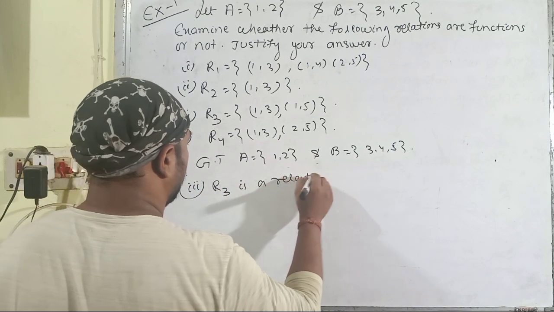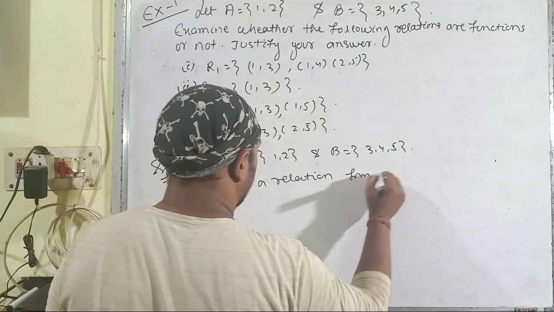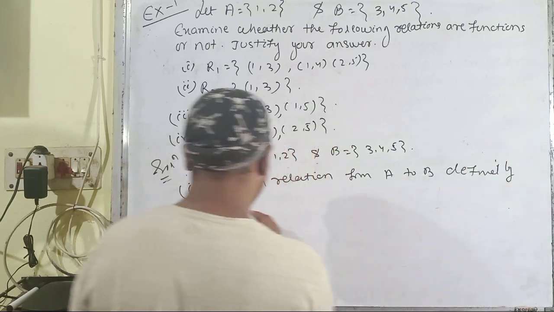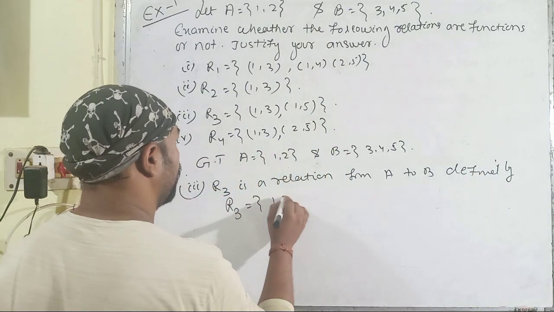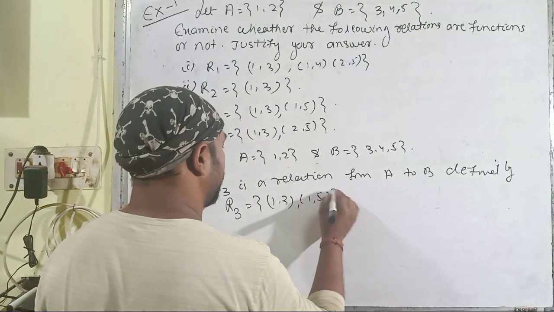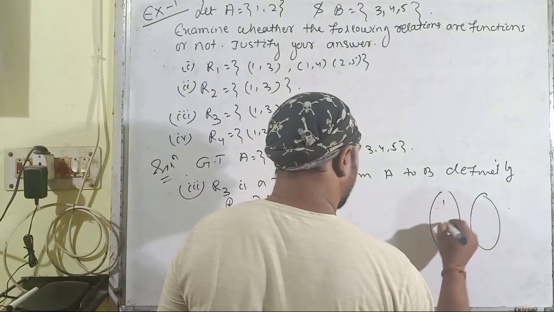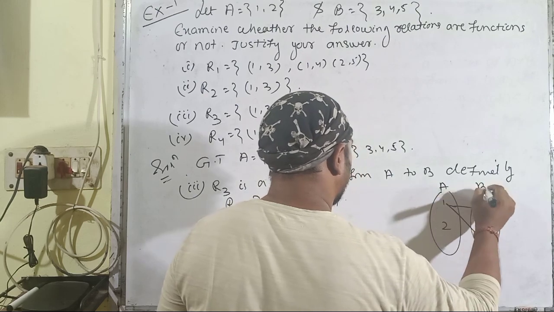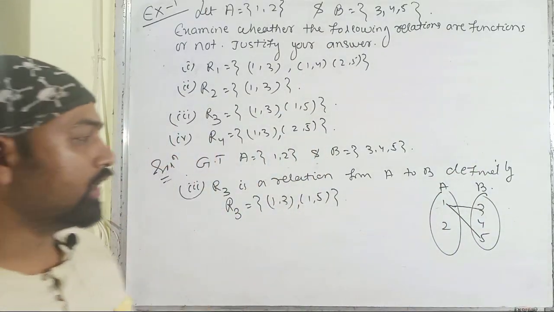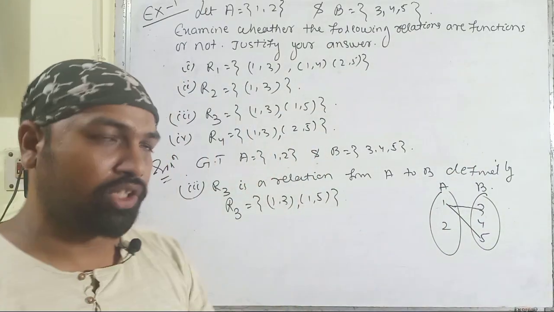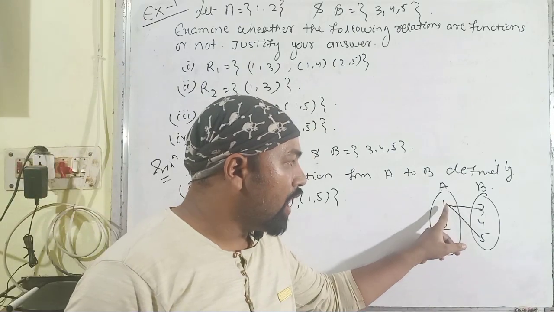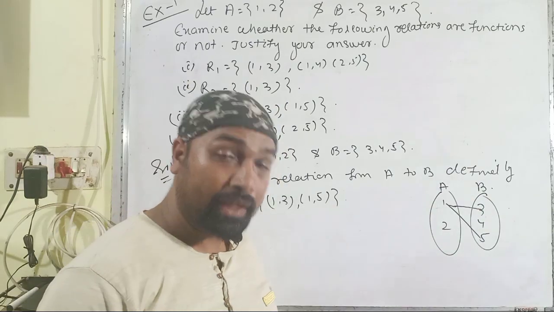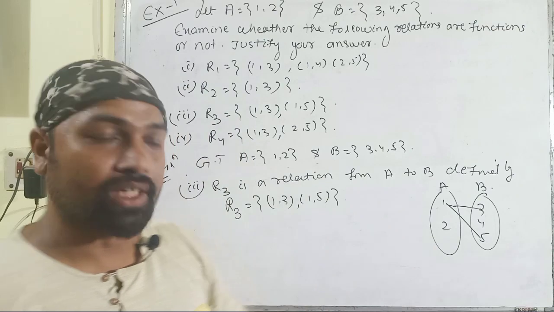R3 is a relation from A to B defined by R3 = {(1,3),(1,5)}. Here also it is not a function, because 1 has more than one image in the second set, and also 2 has no image in the second set.